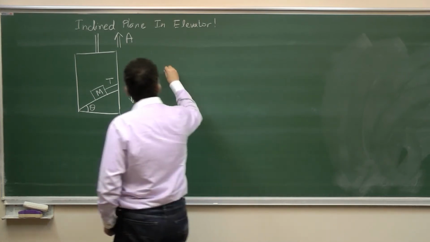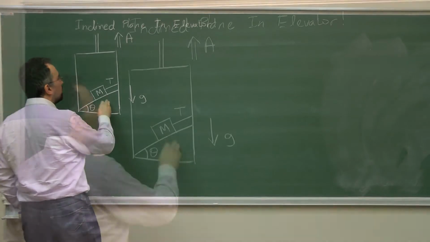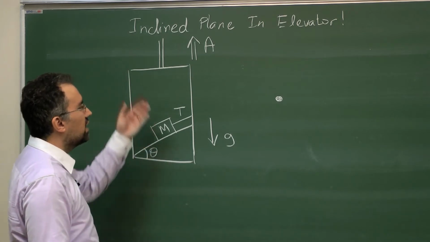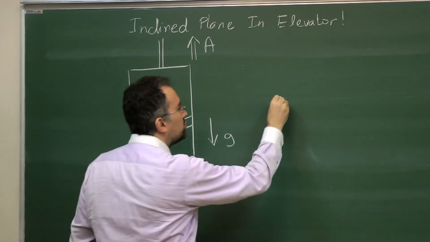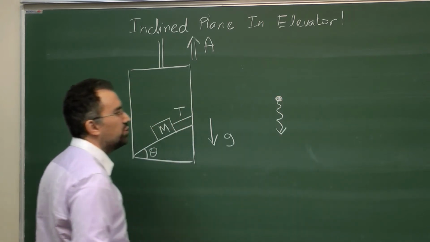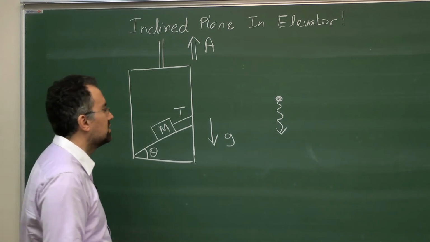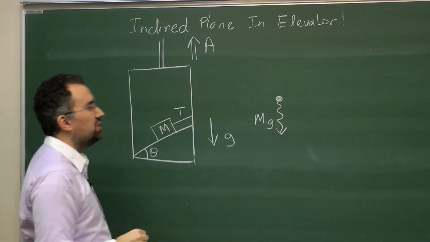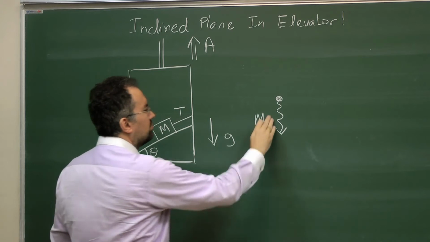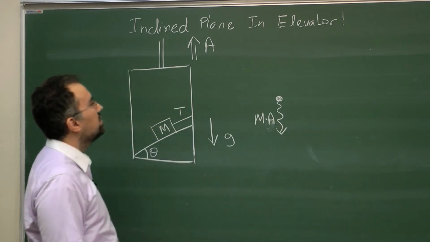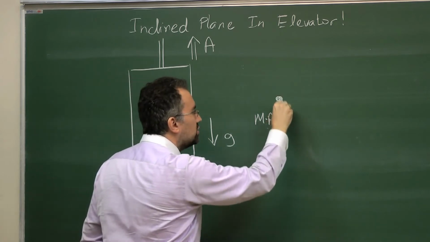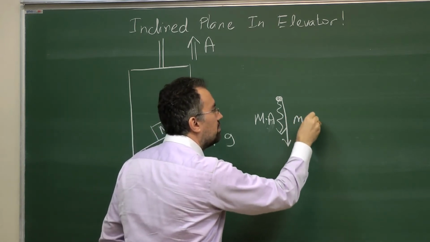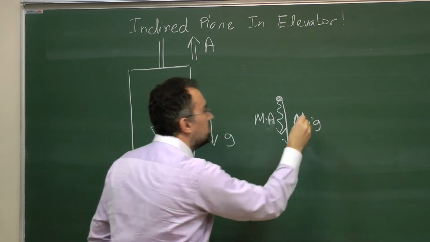So if I go to the accelerating frame of the elevator and draw the free body diagram, since it's accelerating up, there is going to be a ghost force pointing down, opposite the acceleration, of magnitude capital M times A. There's also going to be the additional force of gravity, which is parallel to this, capital M times G.